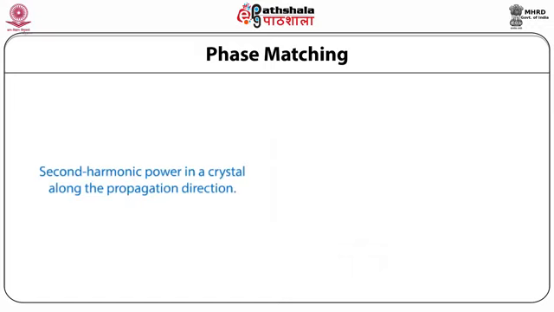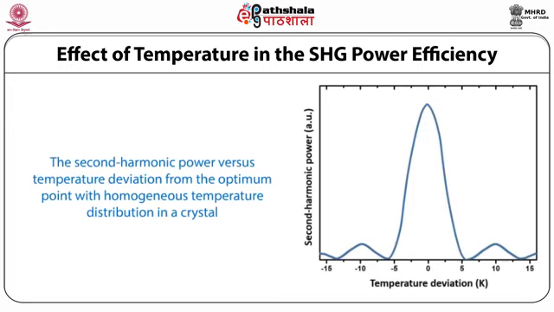The effect on the second harmonic power conversion in a crystal along the propagation direction is demonstrated in the figure. Here, the solid curve is observed during phase matching and indicates growth of power proportional to the square of the propagation distance. The dashed curve represents the power during non-phase matching, with the second harmonic power oscillating between 0 and a small value. Effect of temperature on the SHG power efficiency.